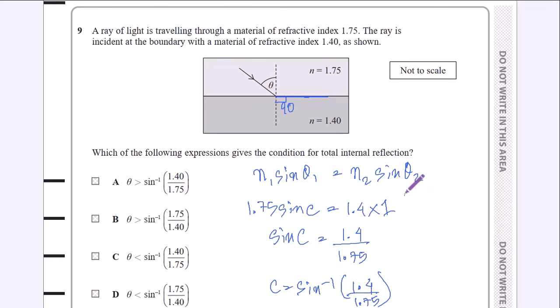Now, for total internal reflection to occur, this theta must be greater than C. So this theta must be greater than this value. C is sine inverse 1.4 by 1.75. So let's check. Theta must be greater than sine inverse 1.4 by 1.75. Answer should be A.